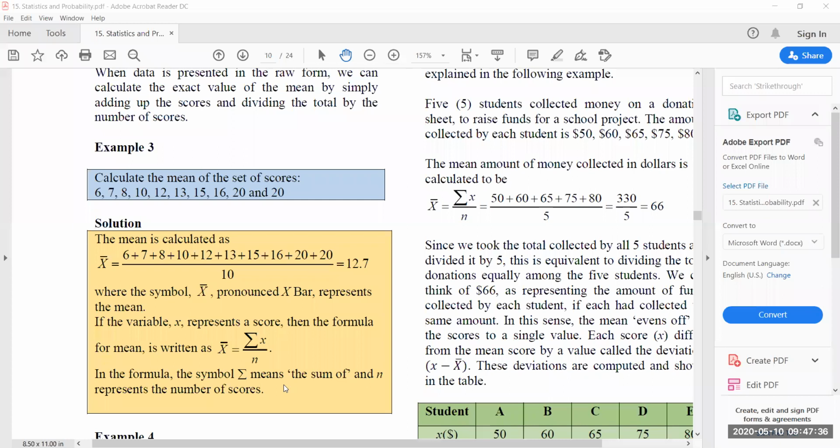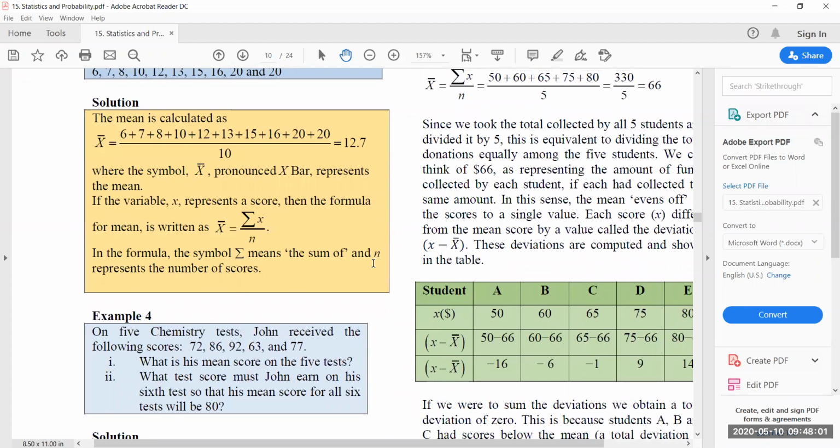Right. So yes, we add up all of the values. Of course, you can represent the mean as X bar, which is what I told you all. This is the symbol for it. So you just add up all of them, and you will get 127, and you divide it by 10, which is the number of scores, and you would have gotten the mean. Right?